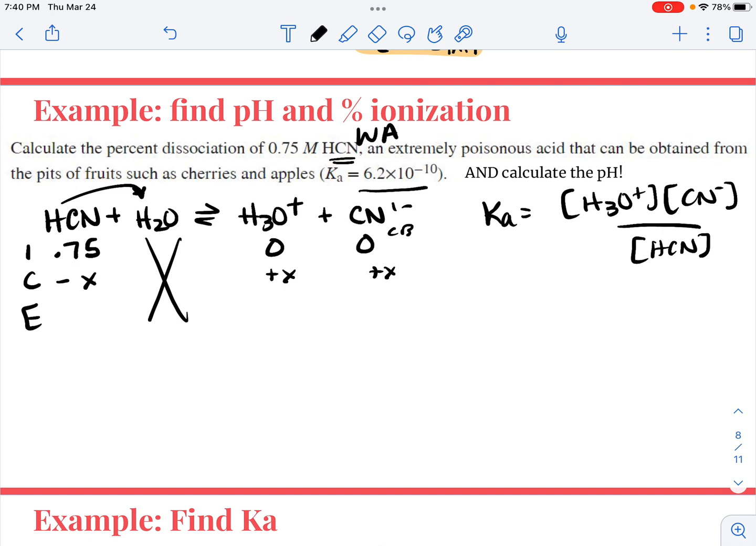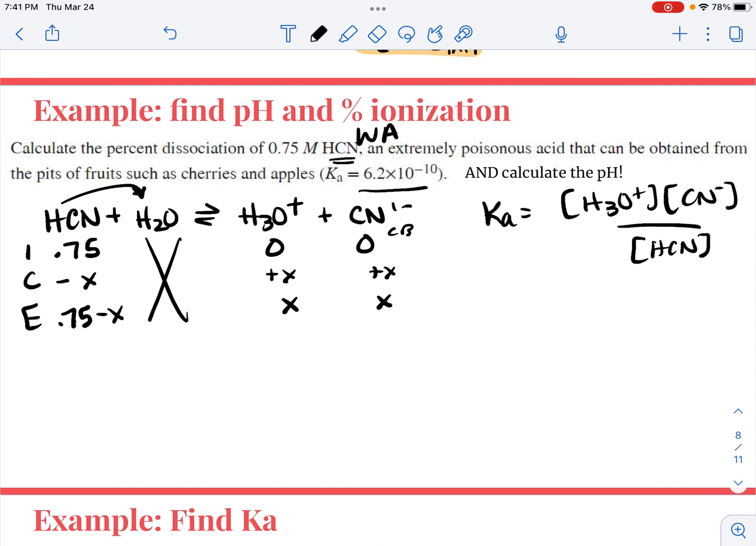And that means that when you go back to review Kc, Kp, and Ksp, you have to be more careful about coefficients than you were the first time around. That means my equilibrium line will be 0.75 minus X, and X, and X. And now I can decide how to figure out the percent ionization.